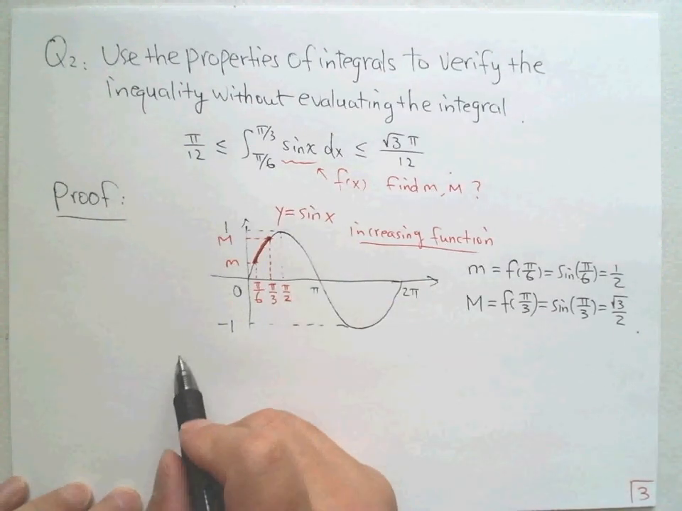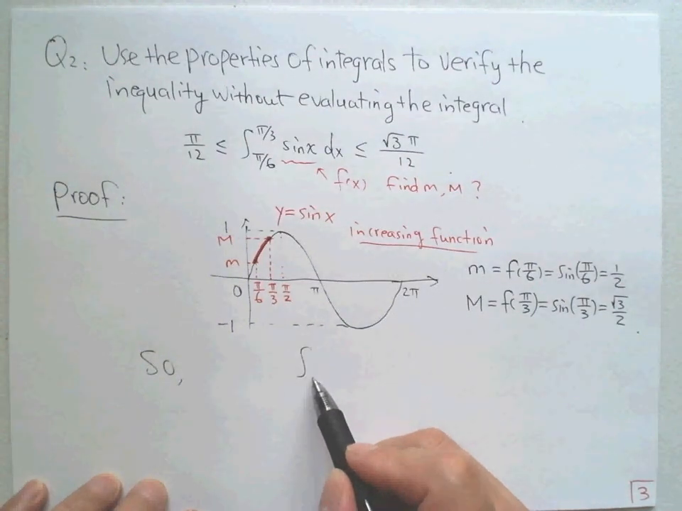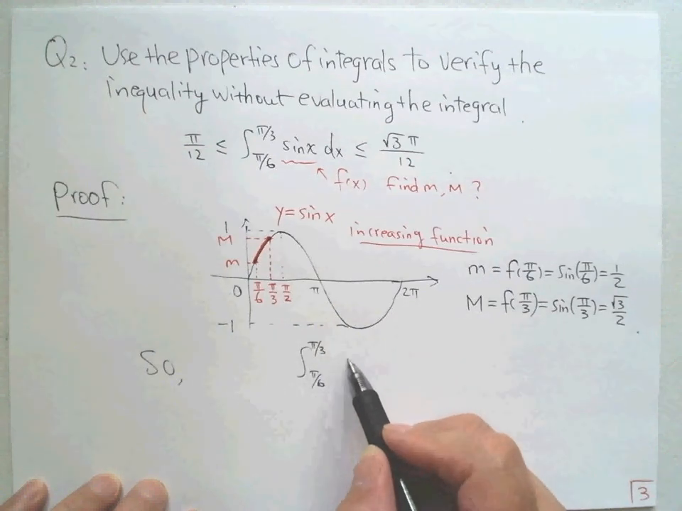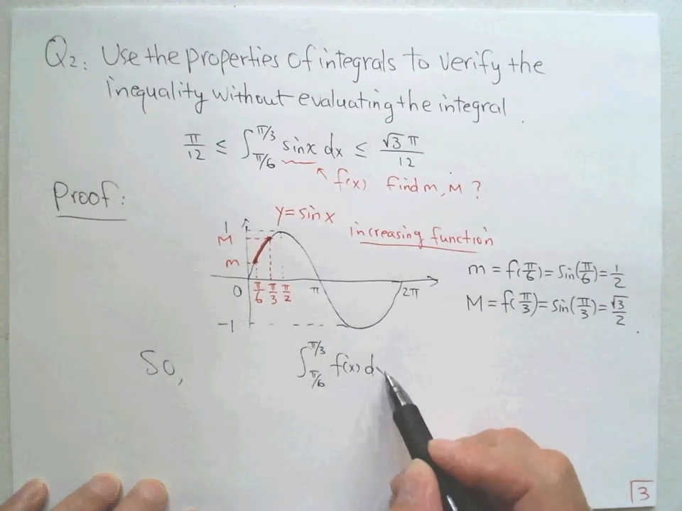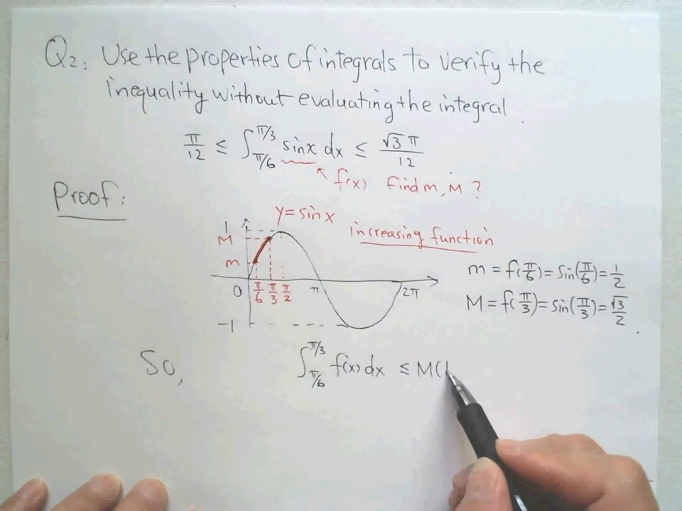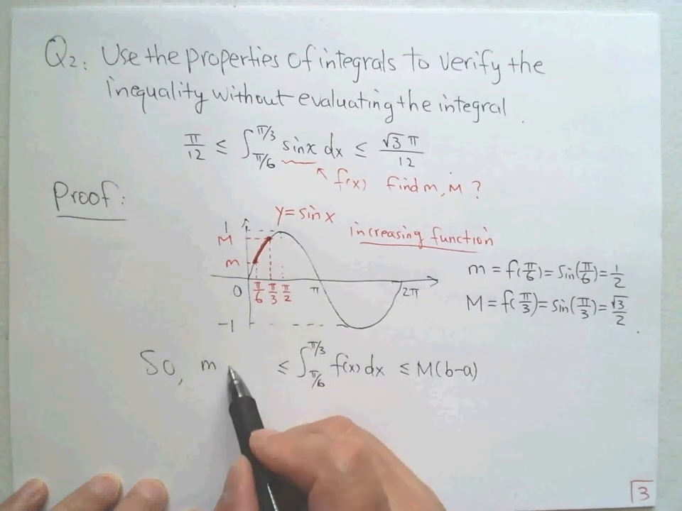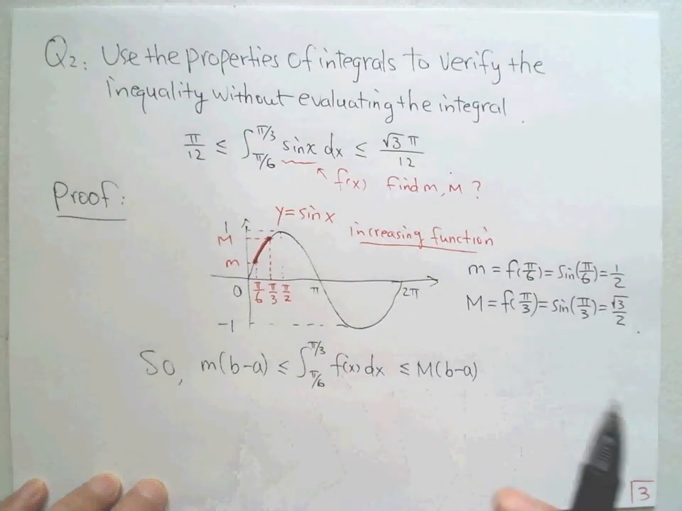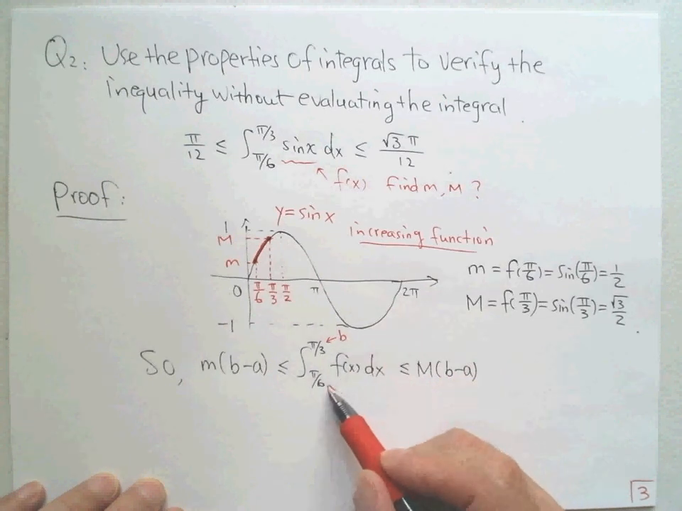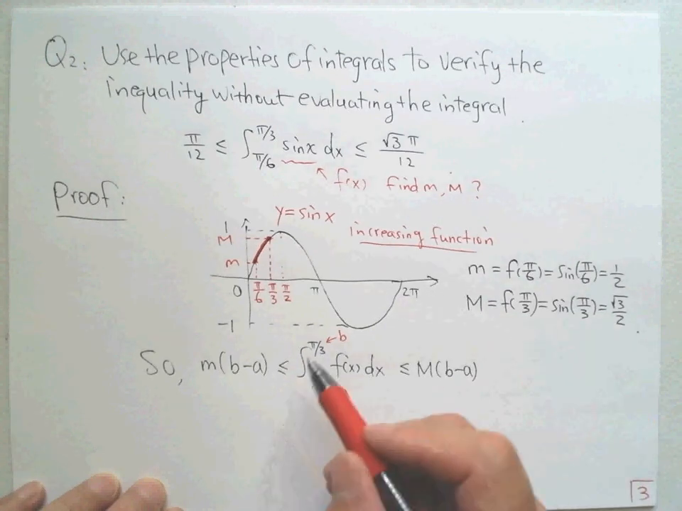And now we can directly use the third property. So I just do this. Remember this function from pi over 6 to pi over 3, this is f(x) dx, and it should be bounded. The upper bound is M times (b minus a). The lower bound is lowercase m times (b minus a). Of course, what is b? This is b. What is a? This is a. What is m? Both we know, right? Okay, so we just plug in.